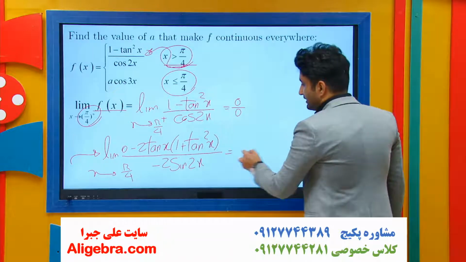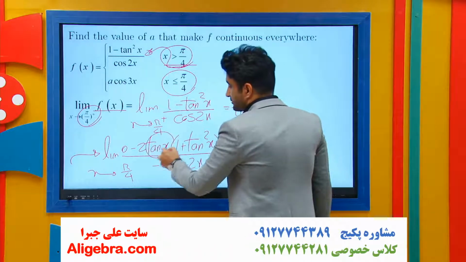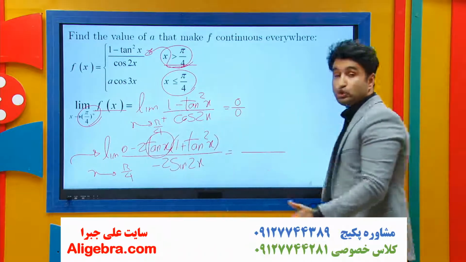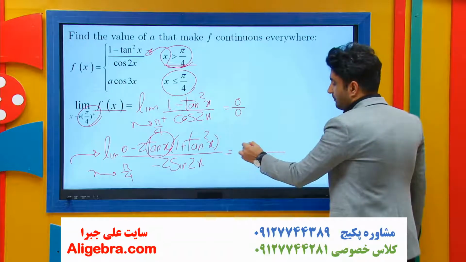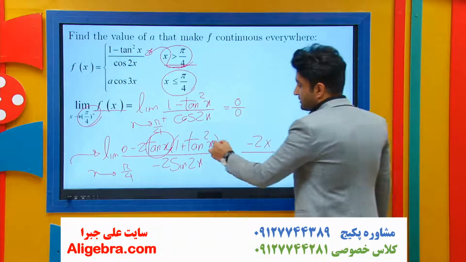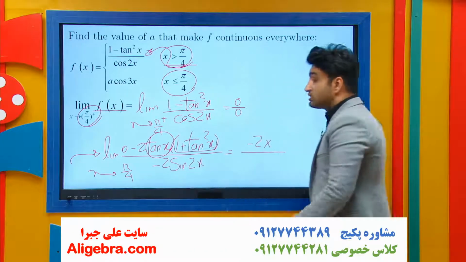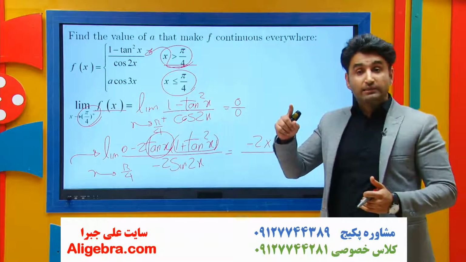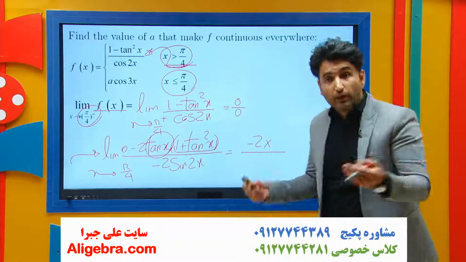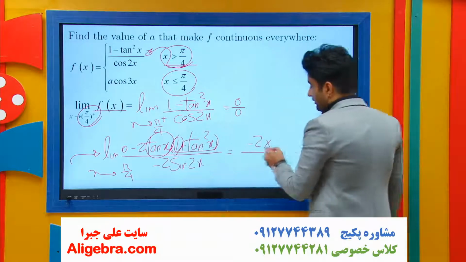On top, tangent pi over 4 is 1. So minus 2 times 1 gives me minus 2, times inside the parentheses, tangent pi over 4 is 1. The square of 1 is 1. And 1 plus 1 gives me 2.